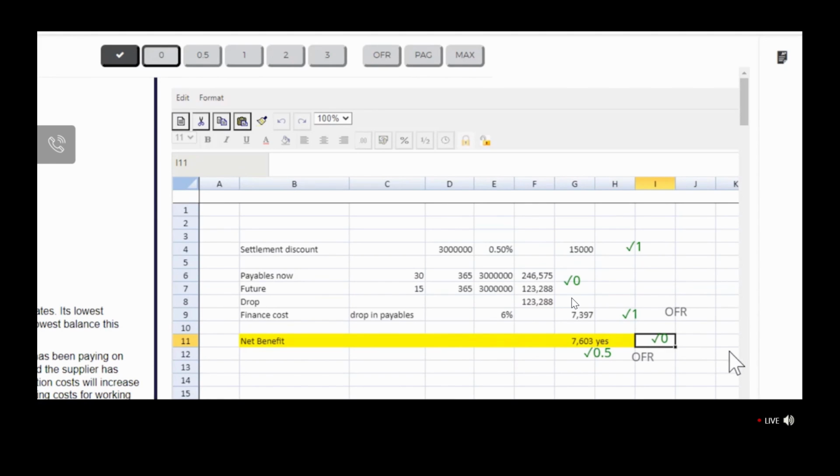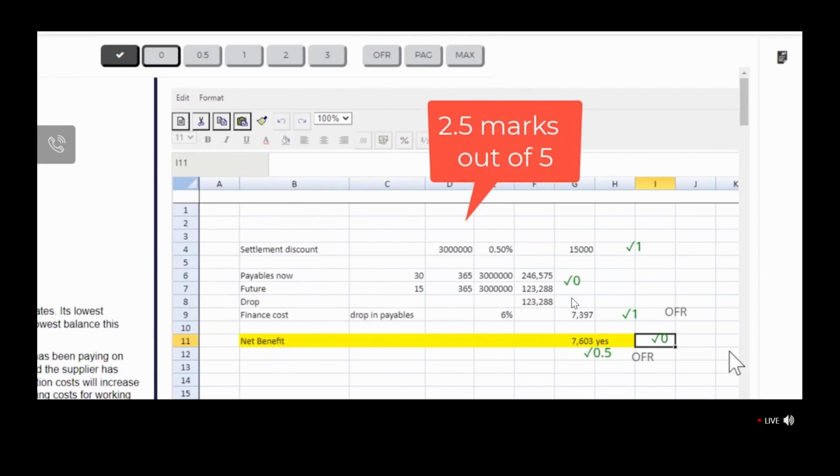So in summary, they've received 1 mark for the settlement discount, 0 marks for the payables because they incorrectly used the 30 and 365. They received an own figure rule mark for the finance cost, correctly using their own figure, and again the net benefit is correctly calculated based on their figures, but without the 600 administration cost increase. They didn't say properly that it was financially acceptable. So overall, they're going to get 2.5 marks.